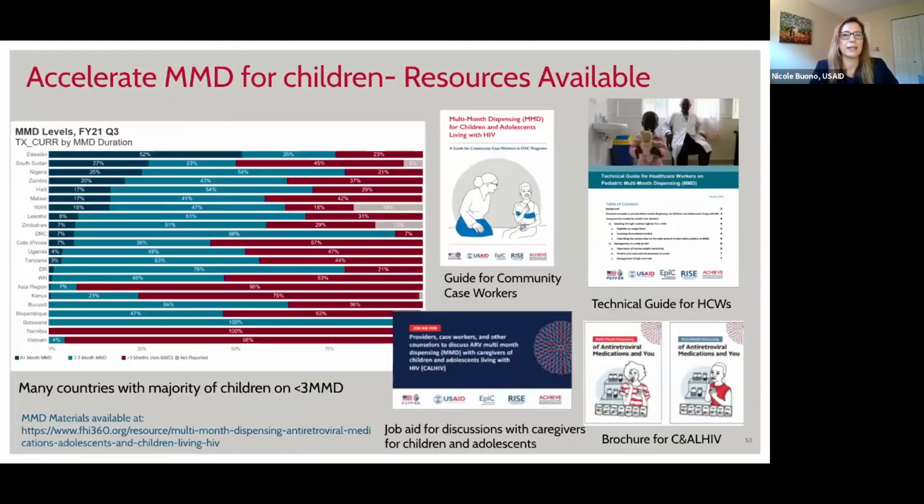Next slide. When we look at MMD, multi-month dispensing takes a client-centered approach and has the promise of improving continuity of treatment as well as viral load suppression, and reducing the volume of patients at facilities, which has been particularly useful during COVID. We've made progress in accelerating MMD for children and adolescents, as you can see from the graph on the left. There are more pediatric clients on 3+ MMD than not, as shown in the blue bars, but there has been a bit of a plateau since FY20 Q3. 6 MMD has increased slightly to 10%.